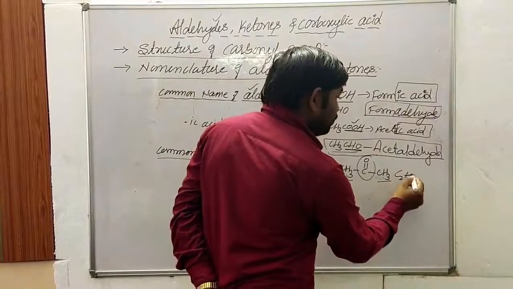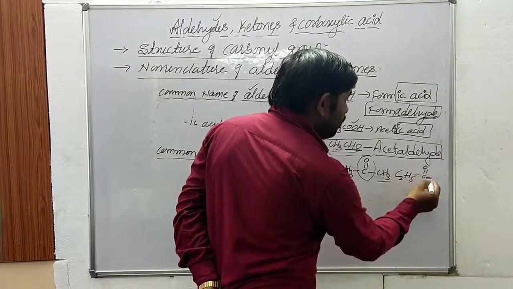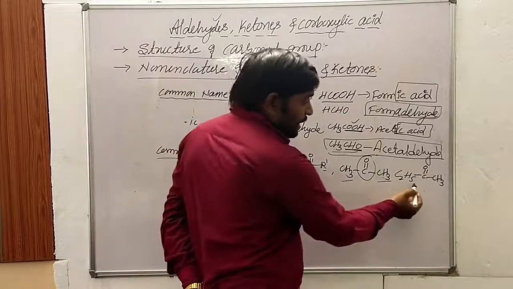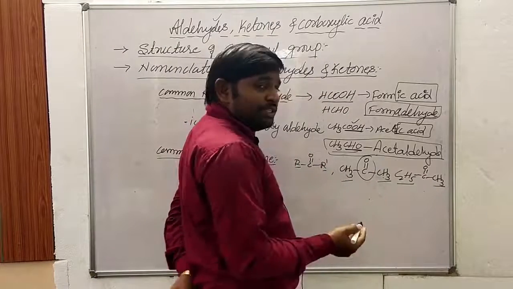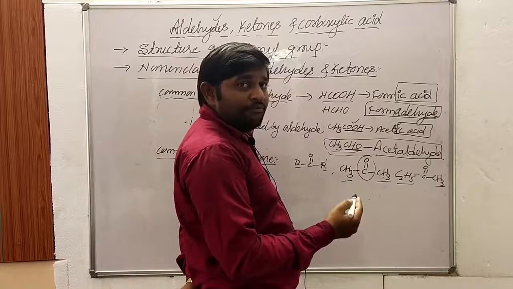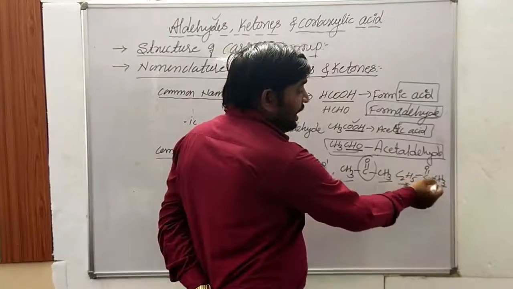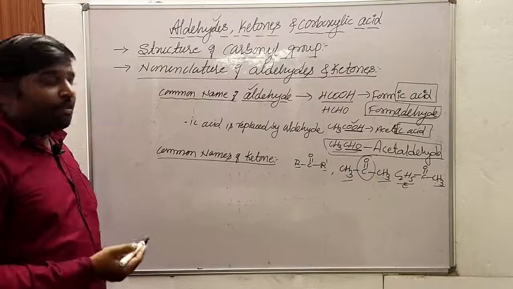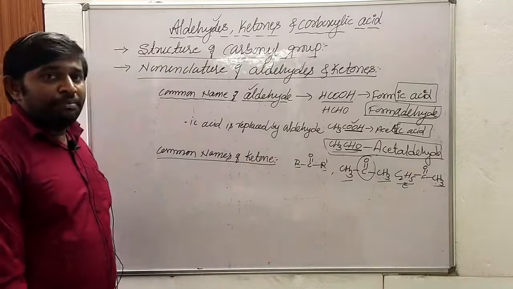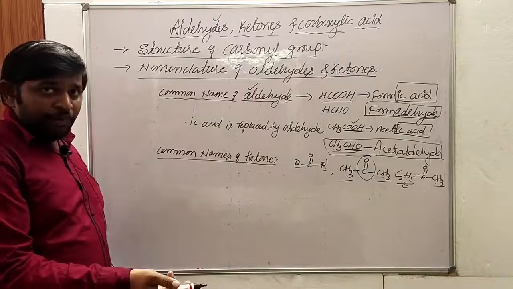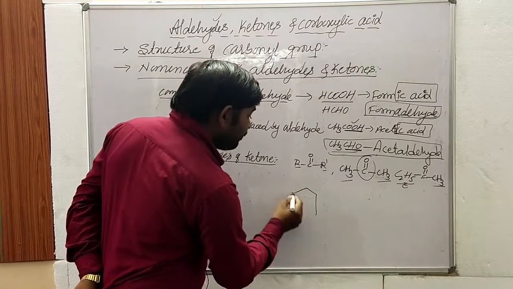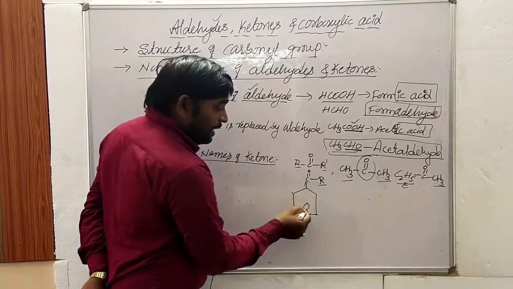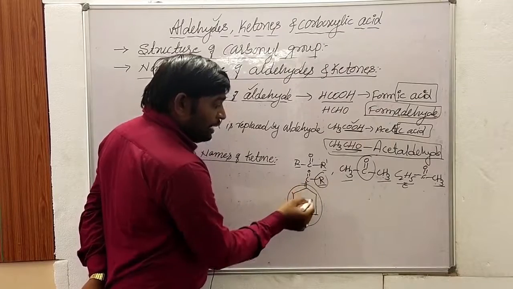If it is C2H5, C double bond O, CH3, how do you write the common name for this molecule? Here an ethyl group is there, and here a methyl group is there. Which will come first, ethyl or methyl? Alphabetically, E comes first. That's why this is ethyl methyl ketone. So alkyl ketone is the common name format for any kind of ketone. We can also say alkyl aryl ketone. For C double bond O with R on one side, this is an alkyl group and this is an aryl group, so it is alkyl aryl ketone.